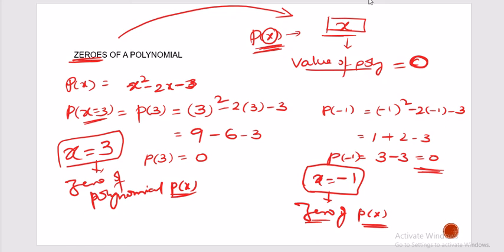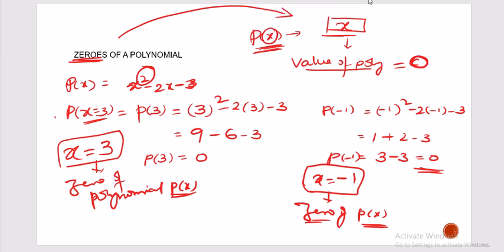See here what is given. The degree is 2, no? Since the degree is 2, we have at most 2 zeros for this particular polynomial. So for this polynomial we are going to have 2 zeros.